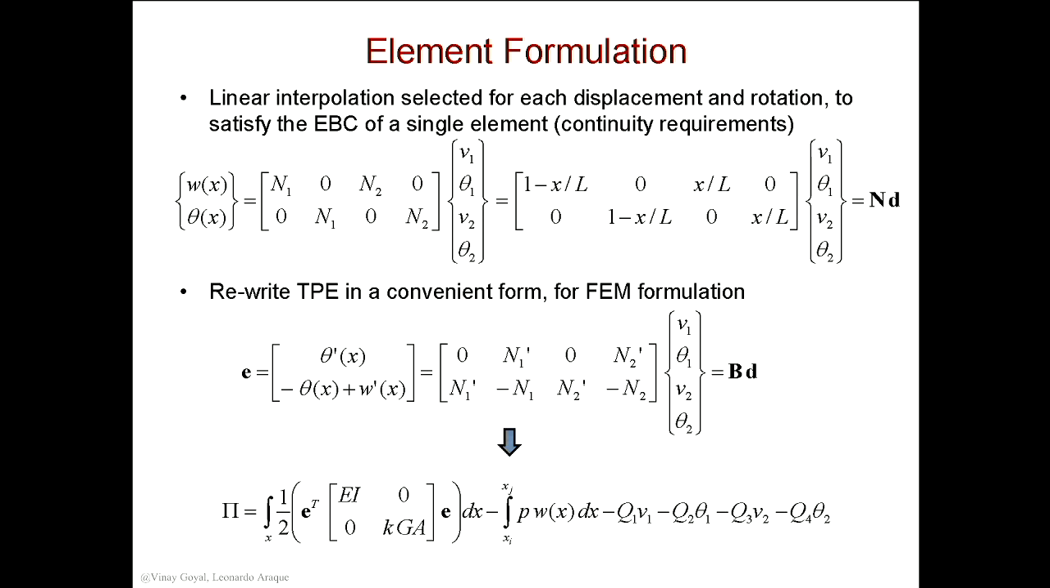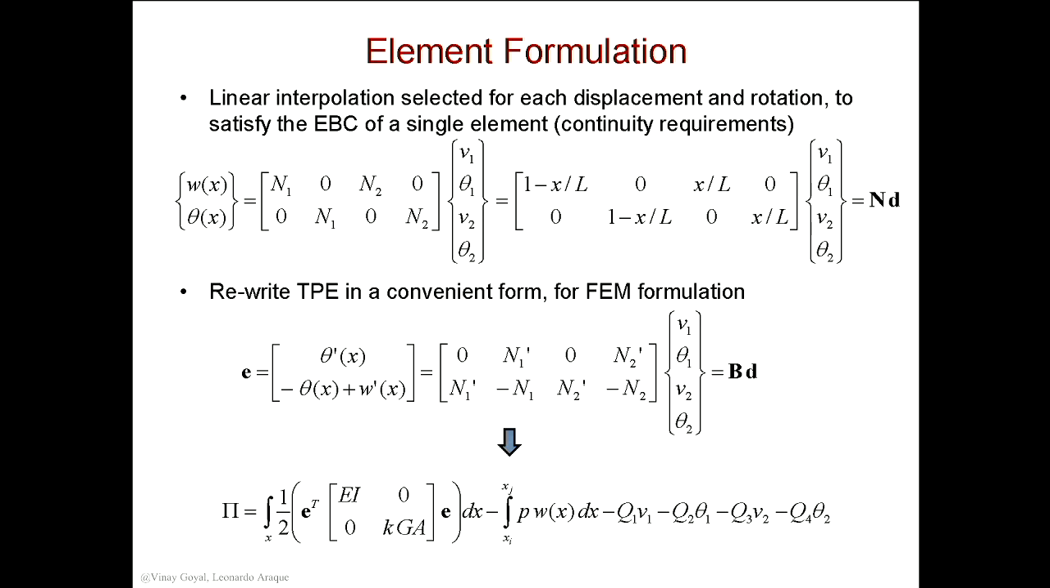So the second equation here, you realize I have minus theta x plus w prime x. I want to see if you agree with me that multiplying this row times this column in fact gives me minus theta plus w prime x. Keeping in mind that theta x is N1 theta 1 plus N2 theta 2, and w x is N1 times v1 plus N2 times v2. Keeping that in mind, let's see if that's the case. So I have minus theta x. Let's start with this term and see if when I multiply this row times that column, I can get minus theta x.